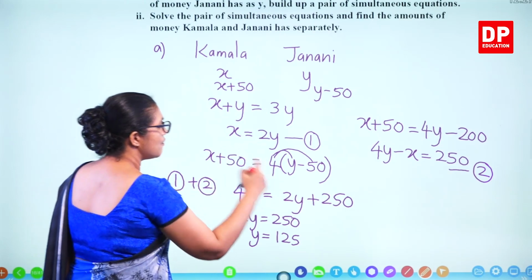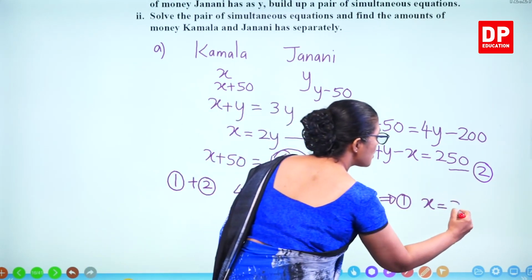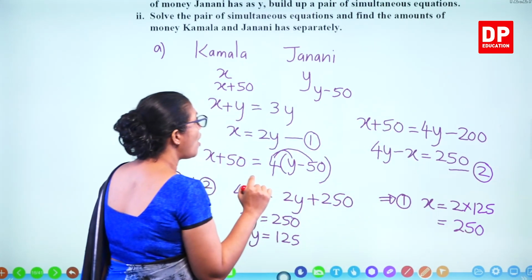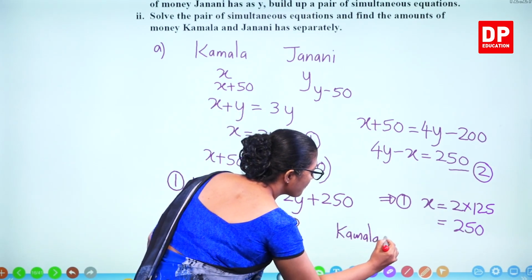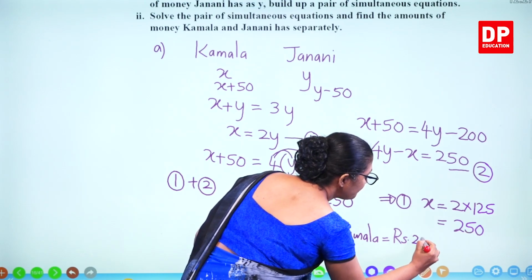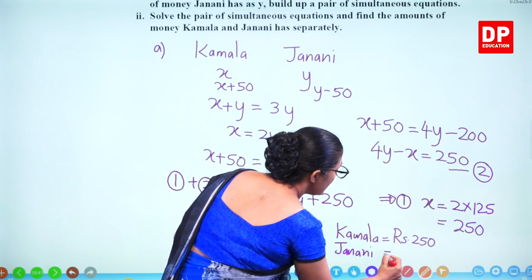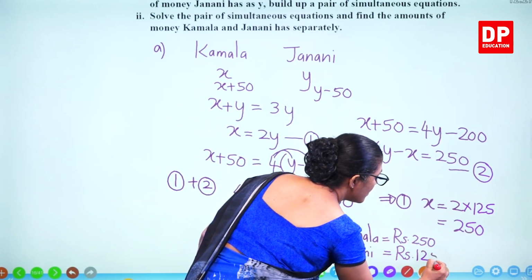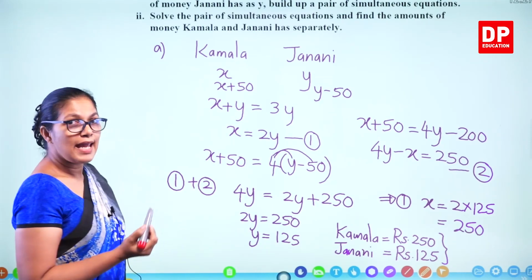So what's x? From the first equation, we can find x equals 2y, 2 times 125. That's 250. So what's the amount that Kamala had? Kamala had x rupees, that's 250 rupees. And Janani had, that's y, 125 rupees. So these are the amounts that both had. So this is part A.